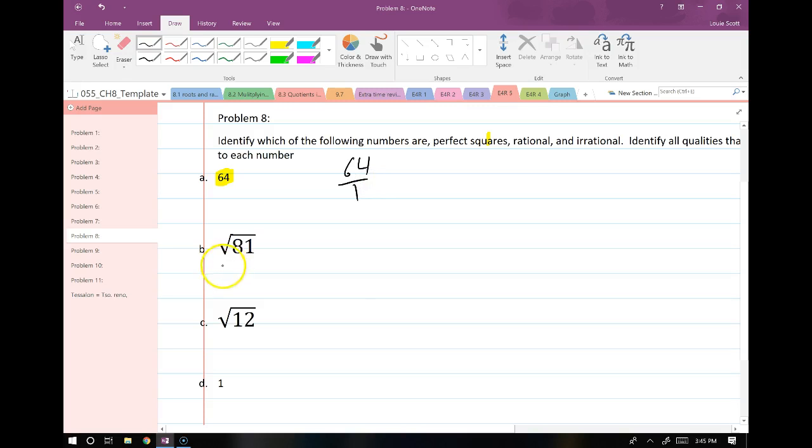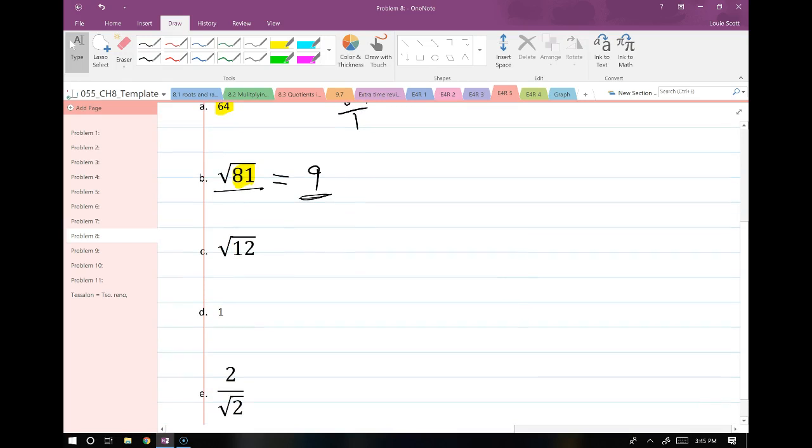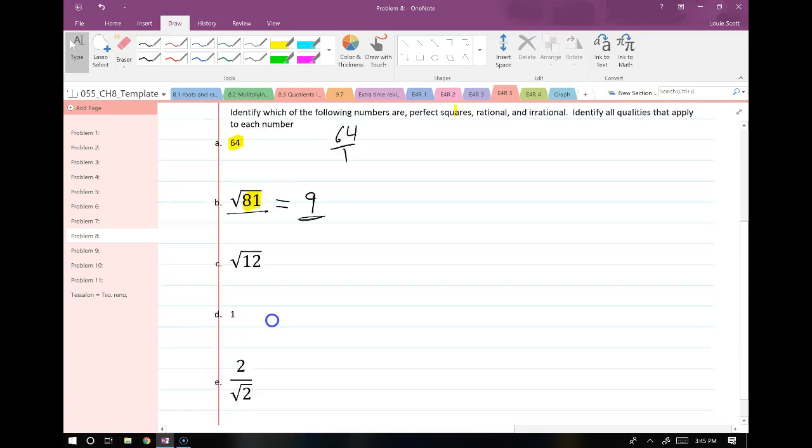Okay, what about this one? Rational. It is rational. Is it a perfect square? Wait a minute, this isn't equal to 81. This is equal to 9. So be careful. It's 3 times 3 that makes this a perfect square, not 9 times 9. It's not the number underneath here, it's the number the whole thing equals. I put that in there specifically to mess with you guys. Remember, it's not what's underneath the radical, it's what it all equals. Okay, what about this one?